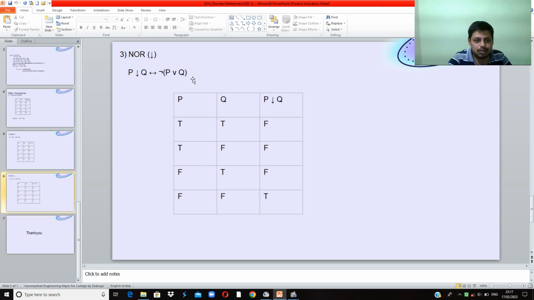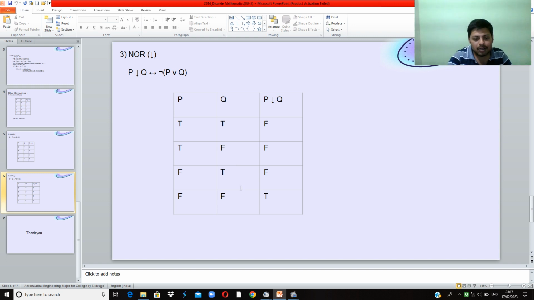Next we study NOR, the downward arrow, that is P downward arrow Q, which is equivalent to not of P or Q. We have taken truth values true true false false for P and true false true false for Q. What outcomes are we getting?